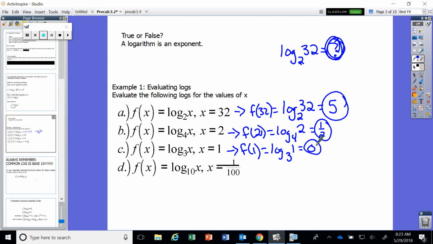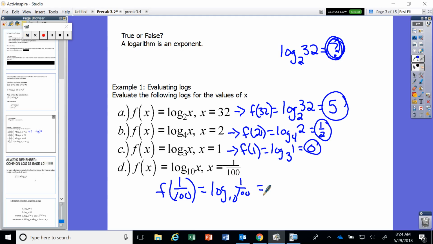All right, guys, and let's take a look here at this last one. I challenge you, pause the video right now. See if you can attempt part D before we go on. So f of 1 over 100 is equal to log base 10 of 1 over 100.